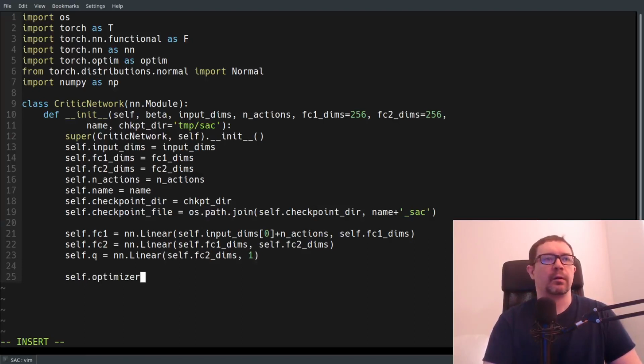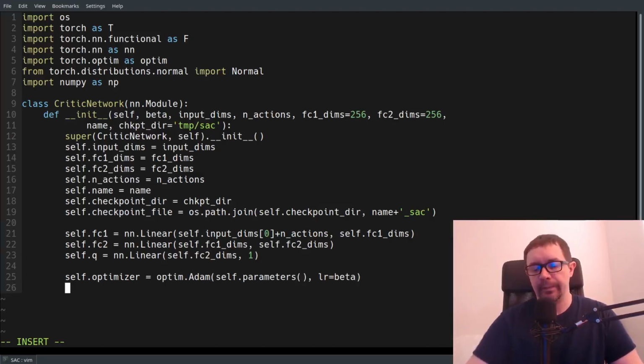So now we need our optimizer. What are we going to optimize? The parameters of our deep neural network with a learning rate of beta. If you don't know where this self.parameters comes from, it comes from the fact that we are deriving from nn.Module. It is an inherited method from the base class of nn.Module.